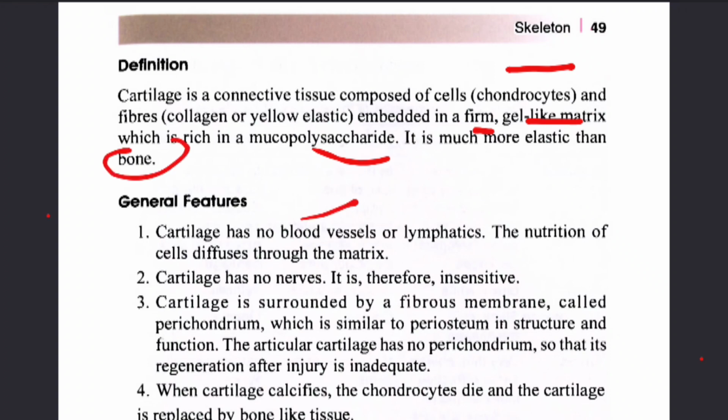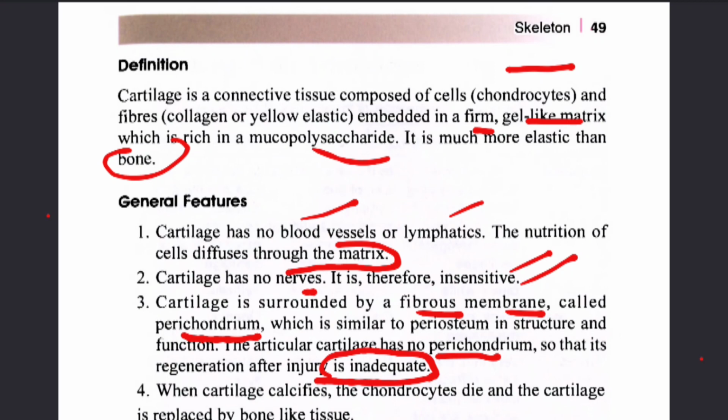Cartilage has no blood vessels, very important, or lymphatics, no blood supply or lymph supply. The nutrition of cells diffuses through the matrix. Fine. Cartilage has no nerve supply, therefore it is insensitive. Cartilage is surrounded by a fibrous membrane called perichondrium, like we have the fibrous layer of the bone called periosteum. Similarly, here is the perichondrium. The articular cartilage has no perichondrium, so its regeneration after injury is inadequate. When cartilage calcifies, the chondrocytes die and the cartilage is replaced by bone-like tissue, the osteocytes.